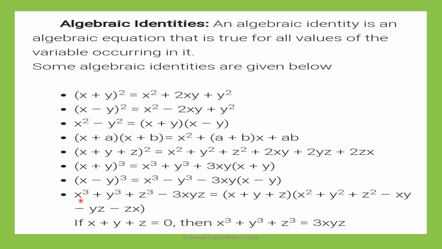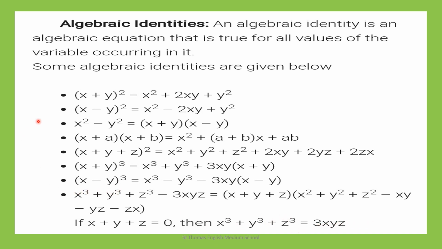Then the last identity, that is x cube plus y cube plus z cube minus 3xyz equal to x plus y plus z multiplied by x square plus y square plus z square minus xy minus yz minus zx. If in this identity x plus y plus z equal to 0, then x cube plus y cube plus z cube equal to 3xyz.